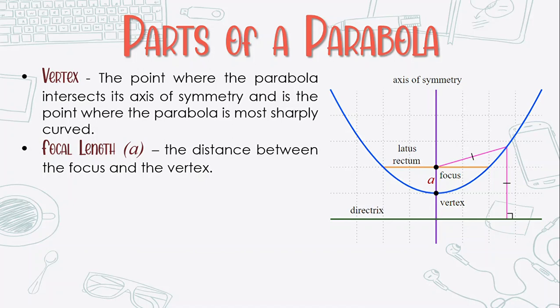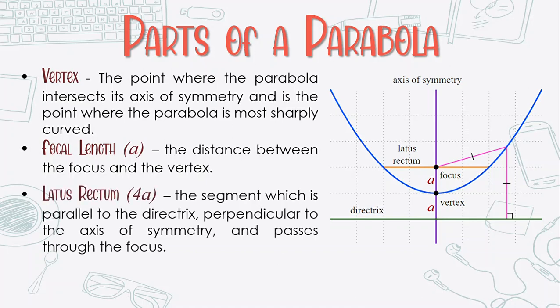Now, if that is the focal length, again, any point on the parabola is equidistant from the focus and the directrix. Therefore, the vertex as well is equidistant from the focus and the directrix. So, if the focal length is the distance between the focus and the vertex and is denoted by a, therefore, the distance between the vertex and the directrix is also a.